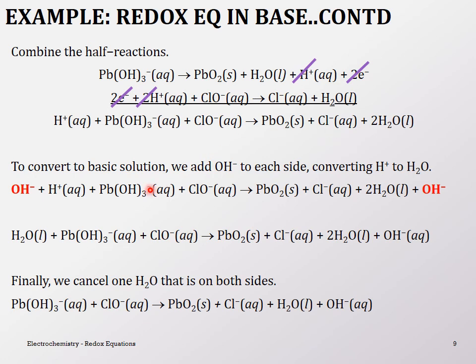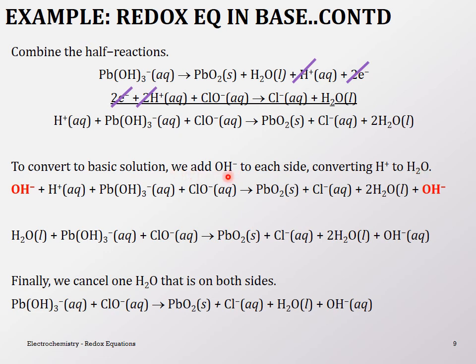Now to convert it to a basic solution, we're going to add hydroxide ions to each side. And this is why you don't have to worry about the electrons, because once you add the hydroxide, it's going to go ahead and convert the H plus to water. There's an acid-base reaction that goes on and you get water, so which means that you don't have to worry about electrons anymore.